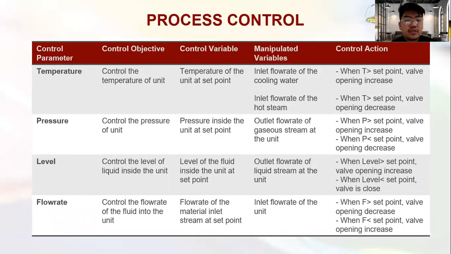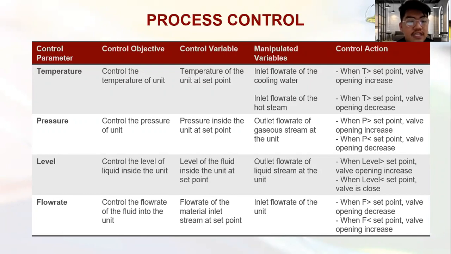Next, for the level controller, the objective is to control the level of the liquid inside the unit at the set point by manipulating the outlet flow rate of the liquid stream at the unit. So when the level exceeds the set point, the valve opening is increased, while when the level is less than the set point, the valve is closed. For the flow rate control parameter, the objective is to control the flow rate of the fluid into the unit at the set point by manipulating the inlet flow rate of the unit. So when the flow rate exceeds the set point, the valve opening will decrease, while when the flow rate is less than the set point, the valve opening will increase.